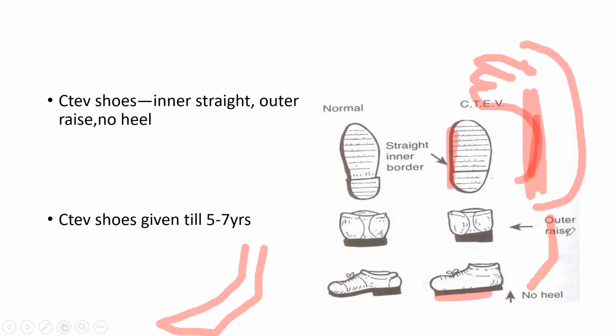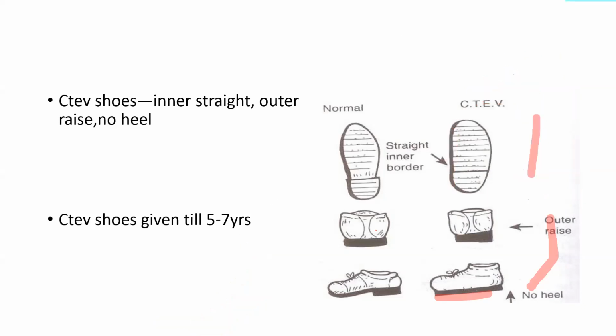Then there is an outer ridge. Why? Because of the inversion, the outer border of the foot is touching the ground. So you are giving a type of eversion by putting the outer raise. The outer raise is a type of eversion technique. So you are giving these shoes opposite to the deformity. Opposite to the deformity is the CTEV shoes.